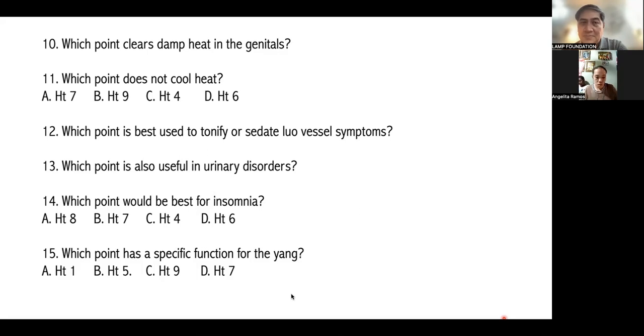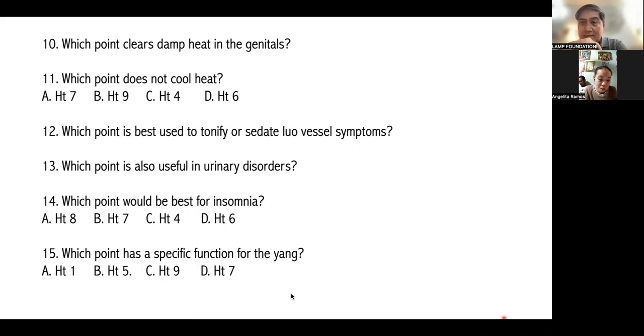Okay, Doc. Heart 9, Doc. Heart 9 is the Jing-well point, Doc. Does everybody agree? Heart 9 is the Jing-well point? Sorry, that's Heart 4. Don't be tense, they know you're good. Okay, go. Doc, for clearing damp heat, it's Heart 9. Is that right, Doc? You said so.